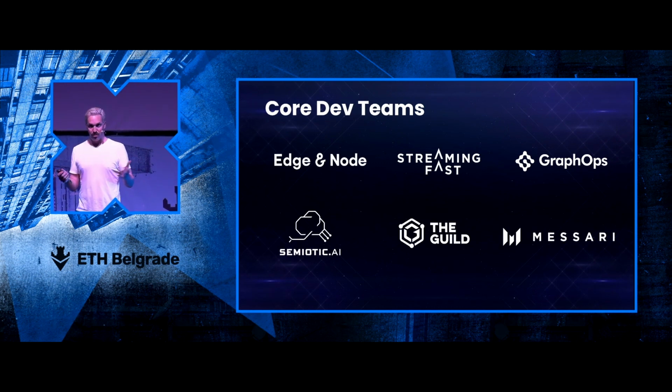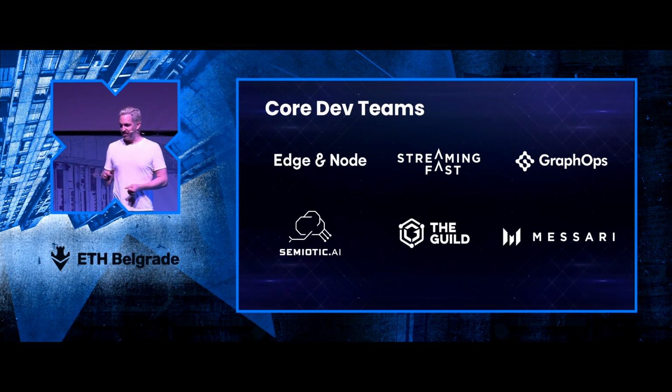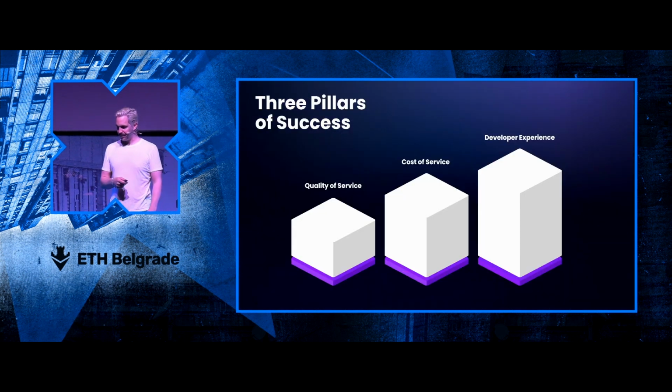So we have Edge and Node, the one that I work for. Then we have Streaming Fast, that does Substreams and Firehose, we jump into this. GraphOps, indexer tooling, and Semiotic is this research group that is cryptography and blockchain research group. Then the Guild, front-end, open source, OGs, and then Messari as the ones that are creating the high-quality subgraphs. We jump into all of them quickly.